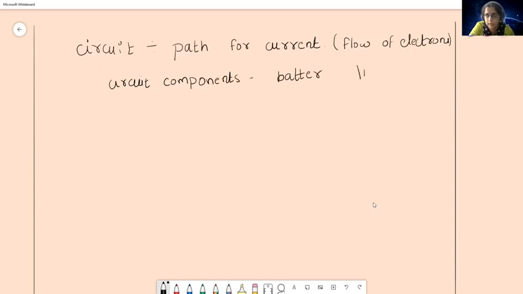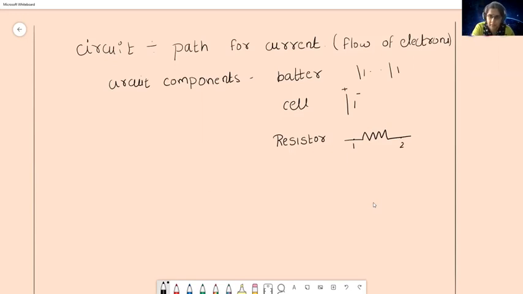So it is symbolized like this. It can be a cell, single cell. So it is like this. This is a positive terminal. This is negative terminal. You can also have a resistor. Resistor is represented in this fashion. This resistor has terminal 1 and terminal 2. I'm not going to get into other components like capacitor and all. So let's go with this.